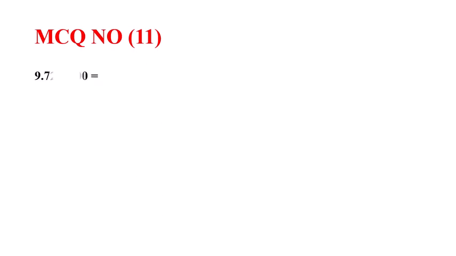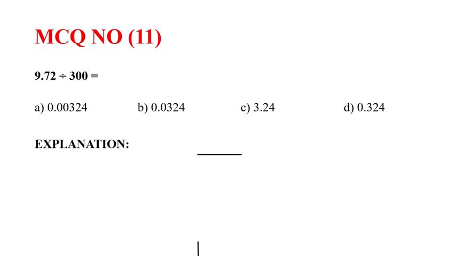MCQs number 11. 9.72 divide 300. The required options are: option A is 0.00324, option B is 0.03324, option C is 3.24, and option D is 0.324. Explanation. First of all, we divide these values.